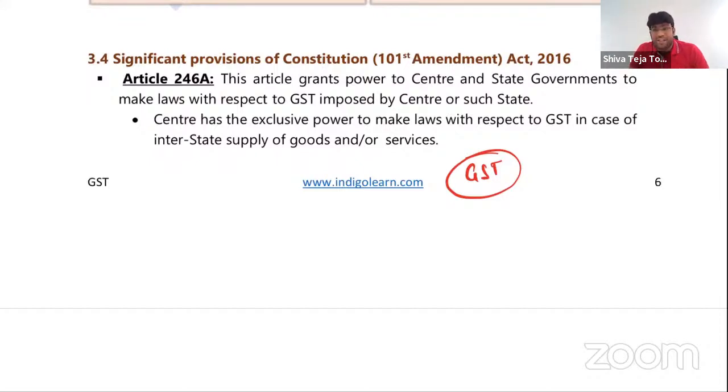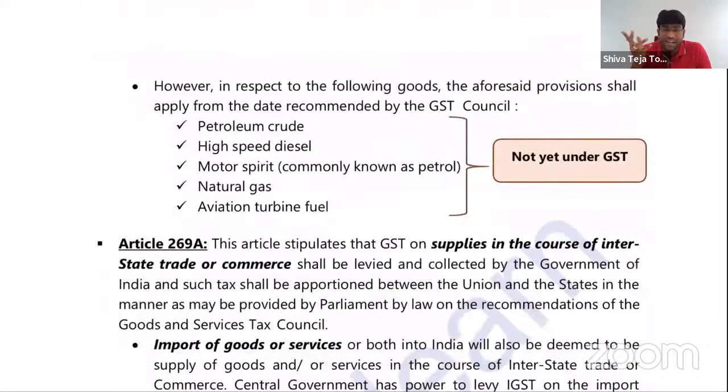And let me tell you, my dear friends, there are 5 petroleum products which have been temporarily kept outside GST. That is petroleum crude, high-speed diesel, motor spirit, natural gas, and aviation turbine fuel. So, getting clarity, my dear friends? What are the 5 petroleum products? Petroleum crude, high-speed diesel, motor spirit, natural gas, aviation turbine fuel. These 5 petroleum products have been temporarily kept outside GST.